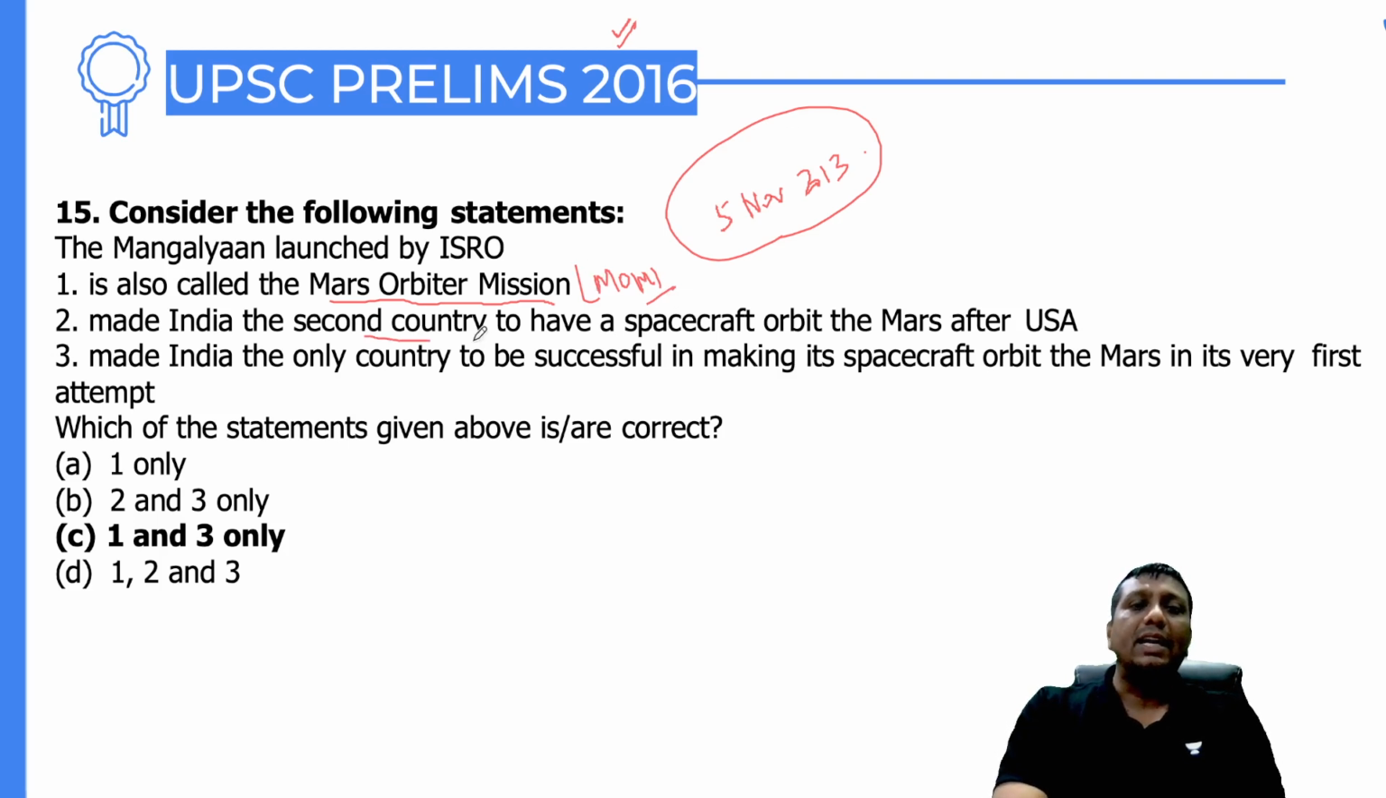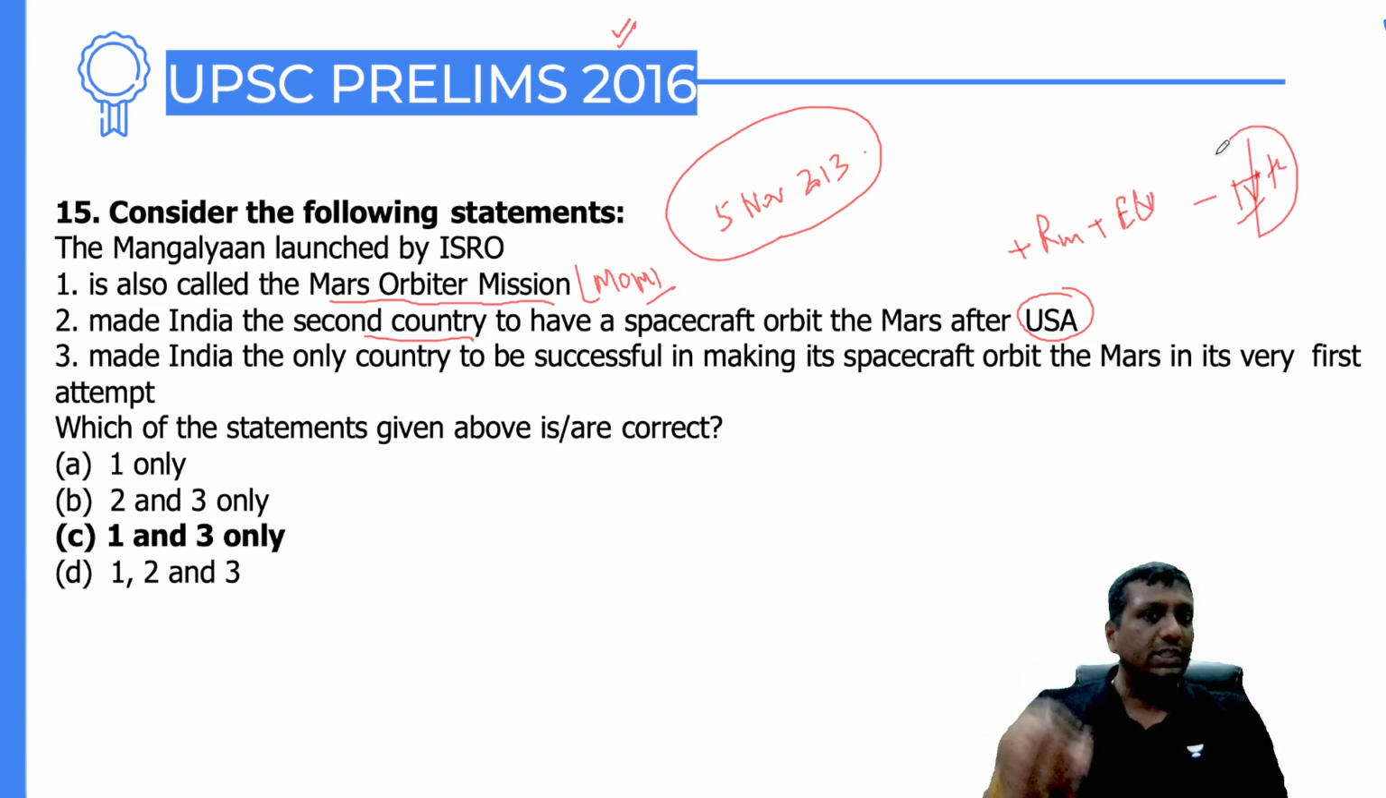Second, made India the second country to have a spacecraft orbit Mars after USA. No, guys, it is US, Russia, and European Union. India is the fourth country here. So definitely the statement is wrong. The first statement is right, the second statement is wrong.